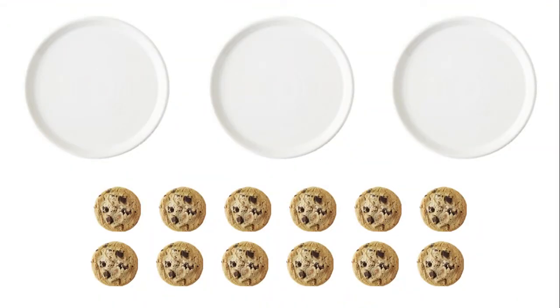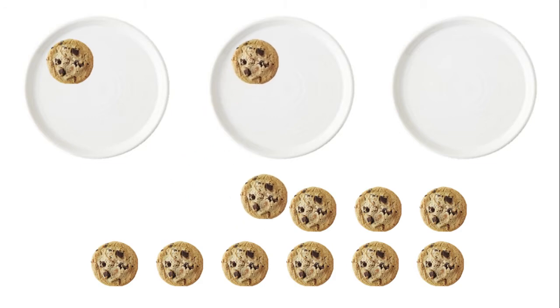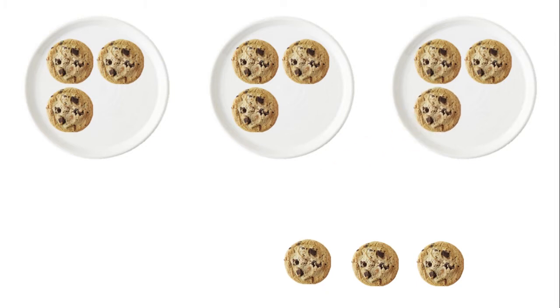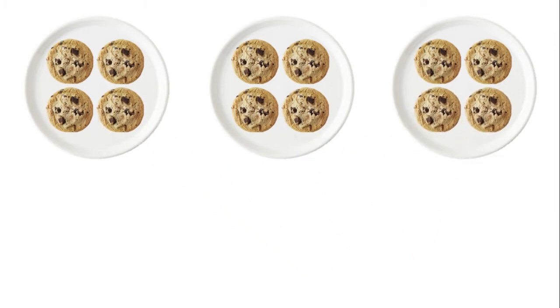That's right. If I had 12 cookies and I wanted to share them equally between 3 plates, how could I do it? Well, one thing I could do is keep giving one plate a cookie until I had distributed all of the cookies evenly. And then I could see how many each person would get. It would look something like this. 1, 2, 3, 4, 5, 6, 7, 8, 9, 10, 11, 12. Now I can see that with 12 cookies shared between 3 plates, each plate gets 4 cookies.